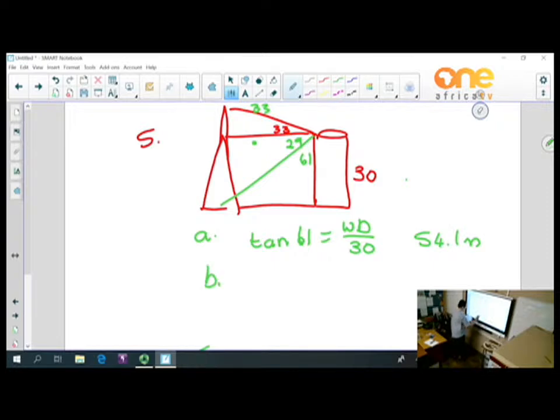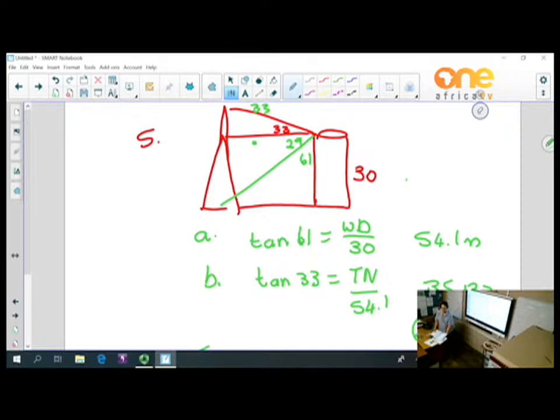And then the second one, number B. So now we want to find TN. So it's tan 33 this time is equal to TN over that 54 point, and I should use that unrounded one there, 54.1. Which method? Top times, and that is then 35.133. And then I can add the two. My final answer is 65.1 meter.